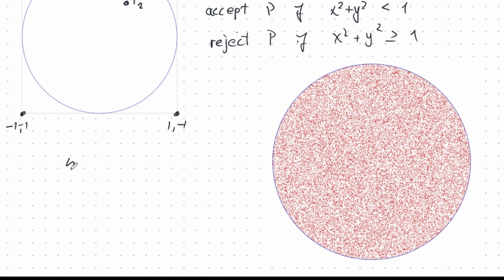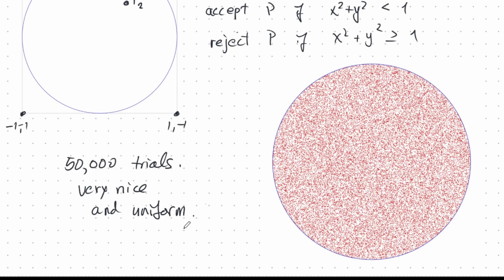Well, that looks pretty good. This was 50,000 trials. And the result is excellent. It looks very uniform, very nice, and uniform. So I'd say this is a great success. Now let's have a look at what Alice came up with.